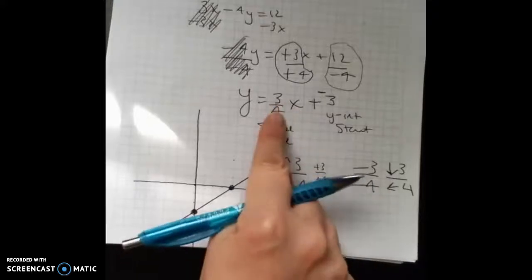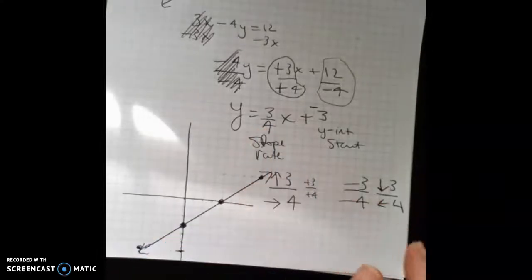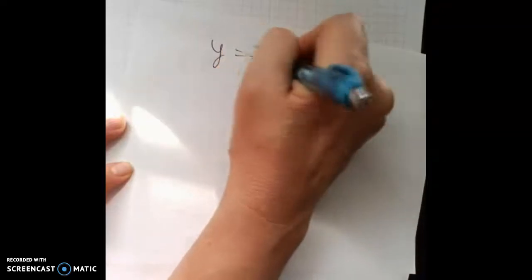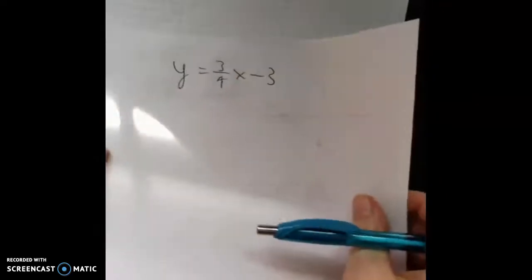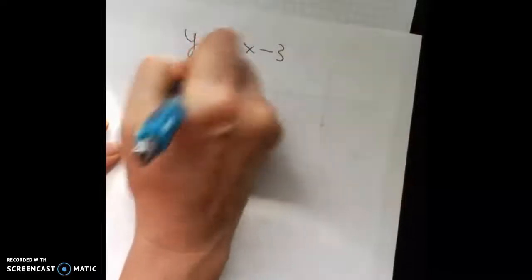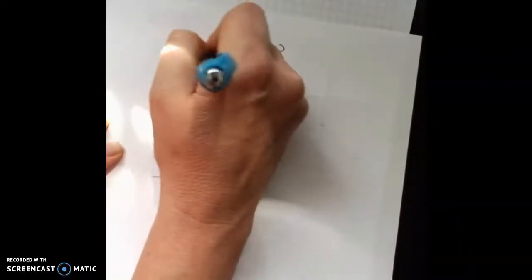The other thing you can do is once you solve for y, you can also fill out an input-output table. So I have what? Y equals 3/4 x minus 3. Okay, y equals 3/4 x minus 3. So the other thing you could do, if you want to graph this, is make an input-output chart for your function or your equation. So here's your input and here's your output.